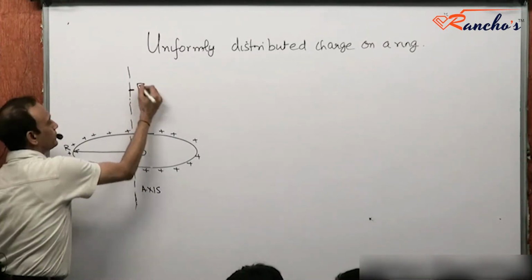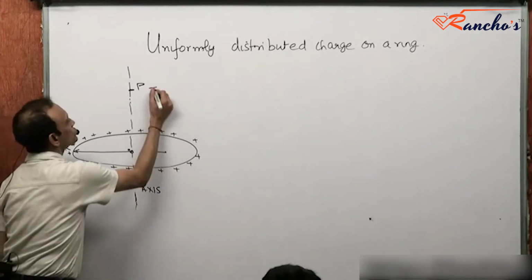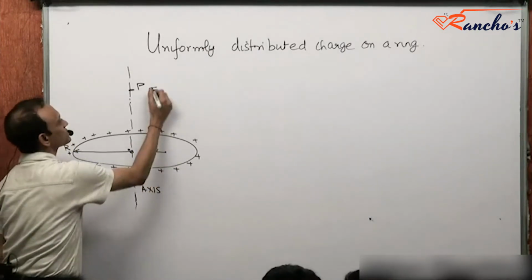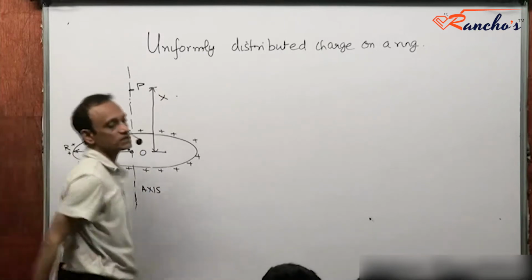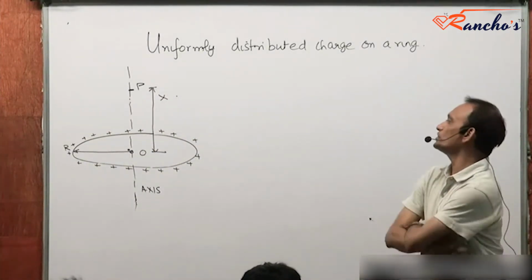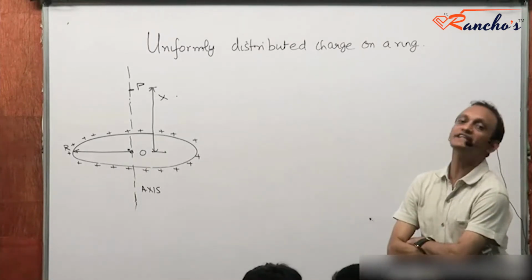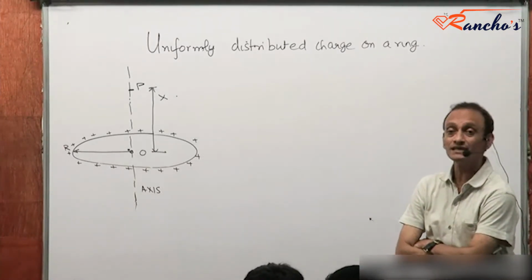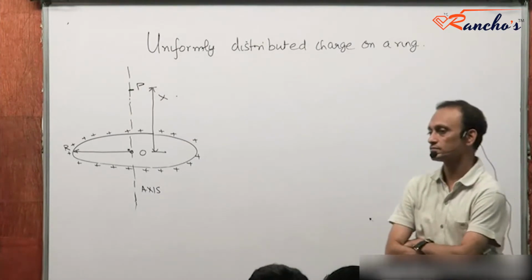At a point P, x units along the axis from the center of the ring, I want to compute the potential and intensity of the field produced by this collection of charge.